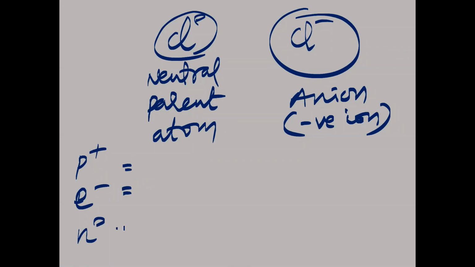Next, how to calculate the number of protons? Here atomic number Z equals what for the Cl neutral atom? 17. Atomic number is 17. And mass number A is what now? Mass number will be 35 for some chlorine atoms, and for some other chlorine atoms, A is 37 also.